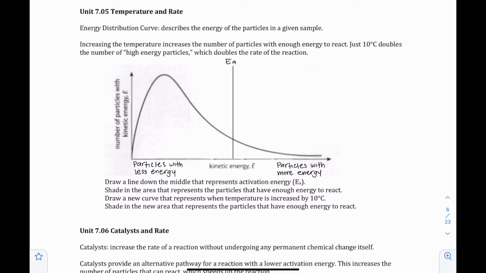Right now, most of the particles have less than that minimum amount of energy they need to react. So what we're going to do is shade in the area that represents the particles that do have enough energy to react.